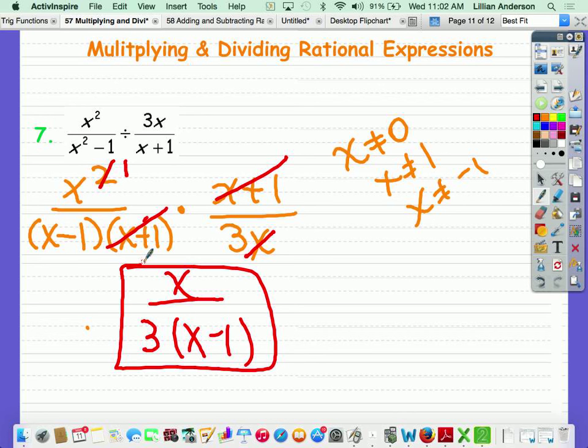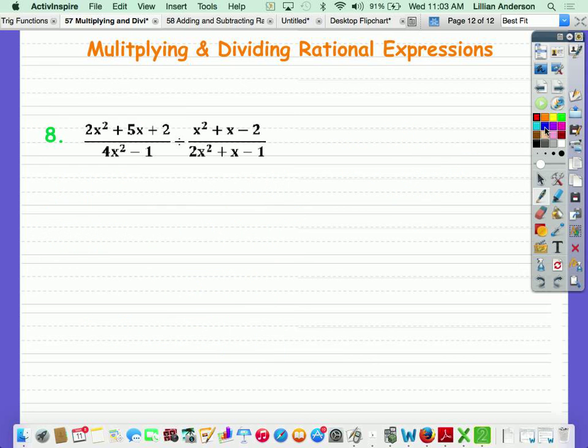Alright, and then on to the next one. You gotta factor a lot in the next one. Let's see how well you factor. Okay? Here, I'm looking for two numbers. x plus 2 and 2x plus 1.